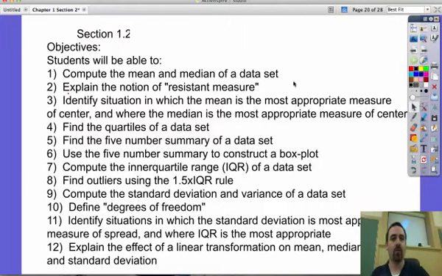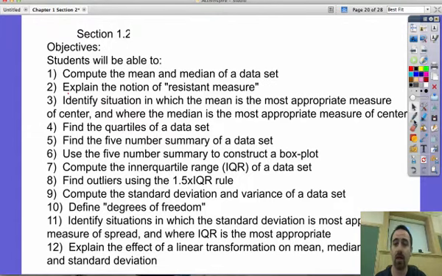Okay, everybody, we're going to finish up section 1.2 today, and therefore chapter 1, which is great. So we're going to be finishing up with the last few objectives on this, and it should be kind of fun.